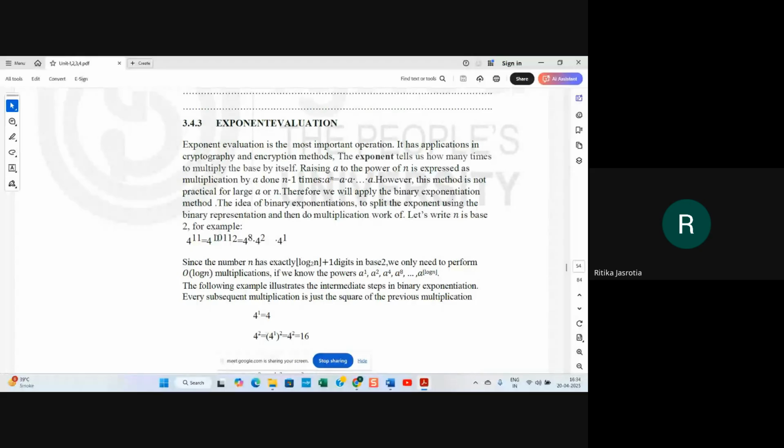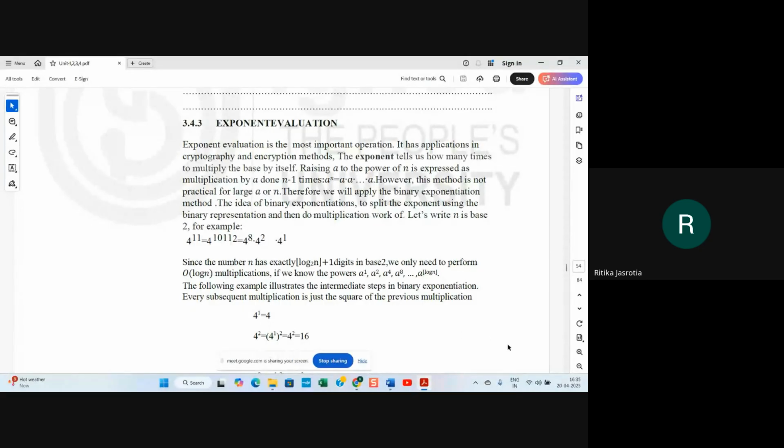So here they have divided it like this: 4 to the power 8 into 4 to the power 2 into 4 to the power 1. 10, 11 and 2. They have divided the 11 part. Eight and 2 will be 10, and 10 and 1 will be 11. Since the number n has exactly log 2n plus 1 digits in base 2, we only need to perform log n multiplications.